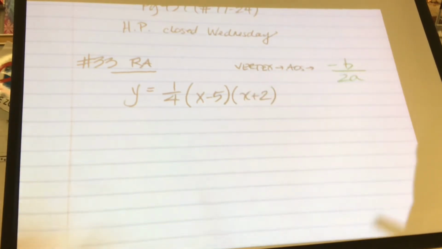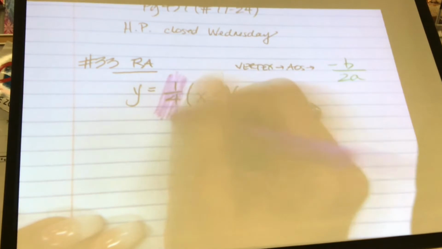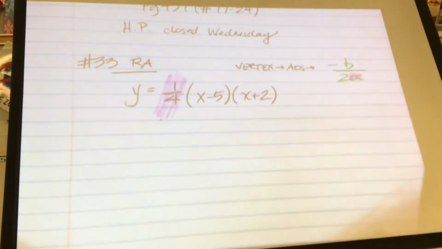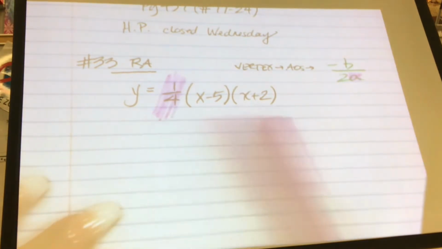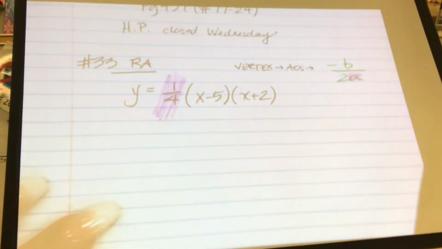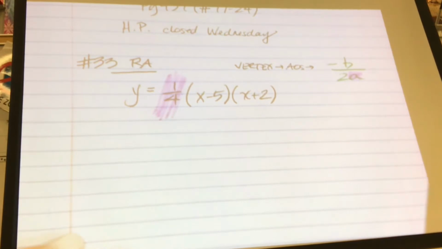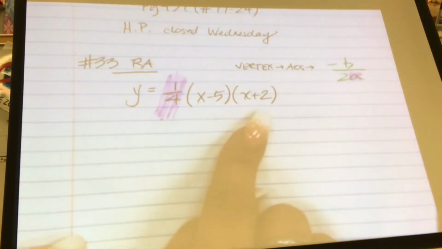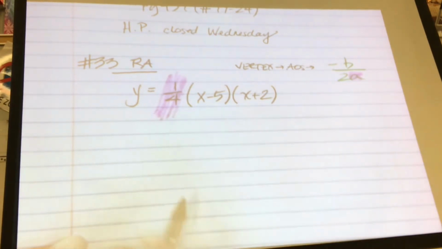Well, my a is right here. I already know what my a is. Do I know what my b is? Don't yell it out. Do I know what my b is in this equation? Raise your hand if you can tell me what the b is in root form. What is the b in root form? Raise your hand if you can tell me. Which form has b in it? Standard form. Is this standard form? No. So what I'm going to have to do is FOIL it out and get my b.